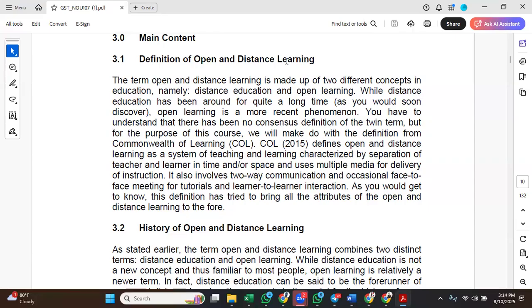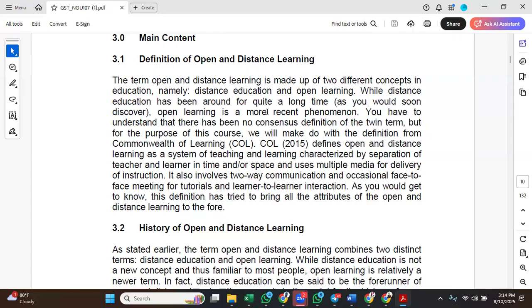Now, while distance education has been around for quite a long time, as you would soon discover, open learning is a more recent phenomenon. Distance education has been in space since the time of this man that used to use shorthand. I think Isaac Pitman, who used shorthand to do some lecturing. They broadcast it. They write paper. Is it telecast or something like that? Through emails and the rest of them. They teach people. They send messages to them through broadcast.